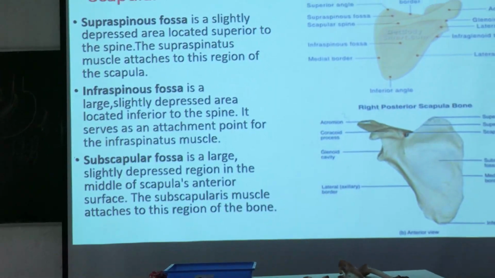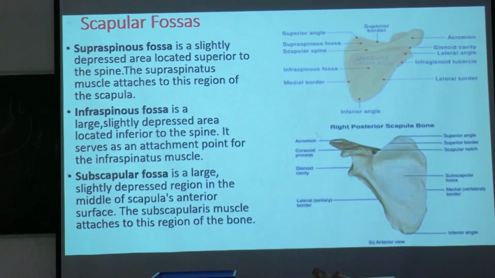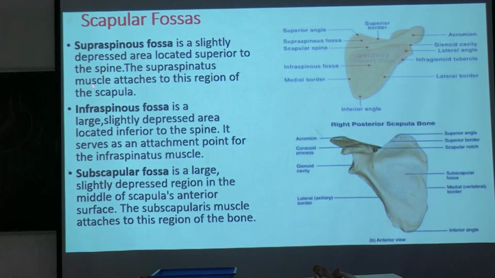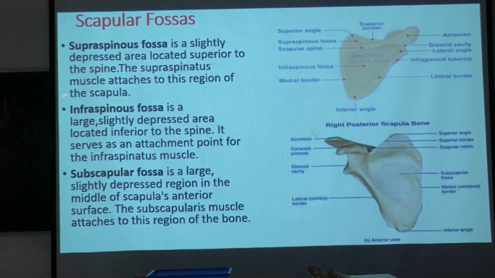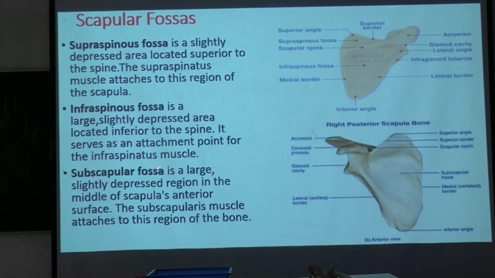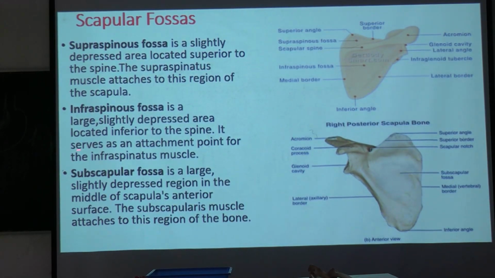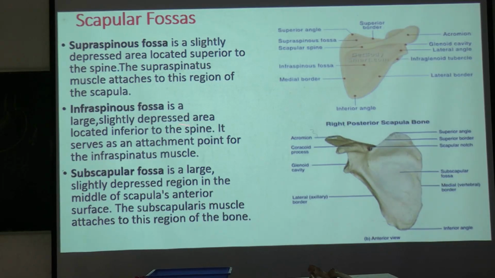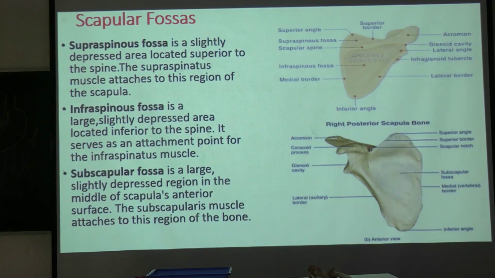Okay. So there are supraspinous fossa. This is supraspinous fossa. It is slightly depressed area located superior to the spine and the supraspinatus muscle attaches to this region of the scapula. Next is infraspinous fossa. This is infraspinous fossa. This is a large, slightly depressed area located inferior to the spine. Okay, inferior to the spine, that's why infraspinatus. And it serves as an attachment point for the infraspinatus muscle.